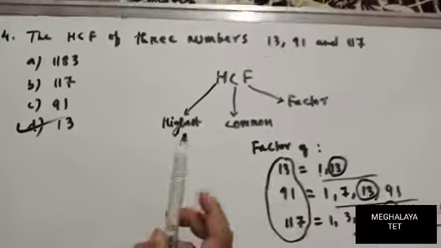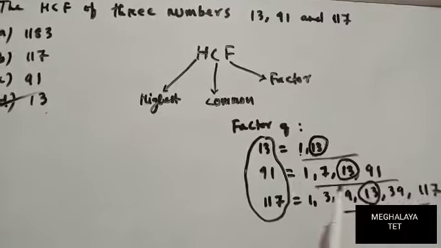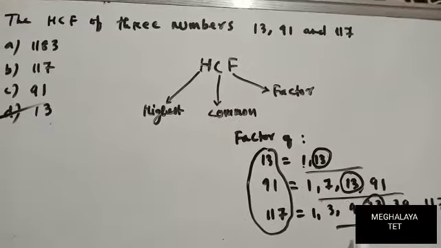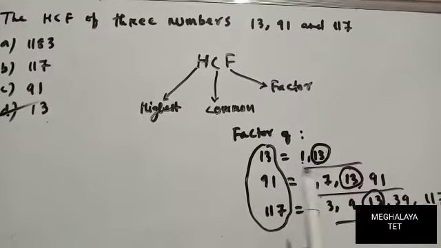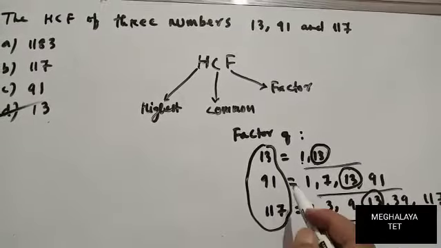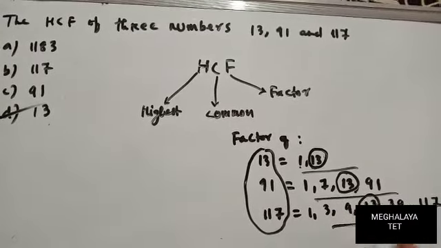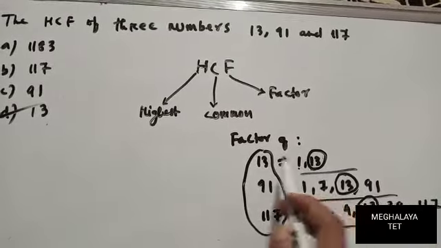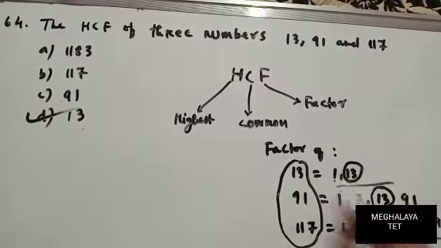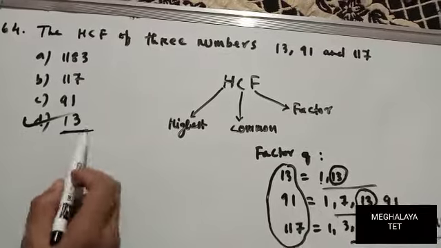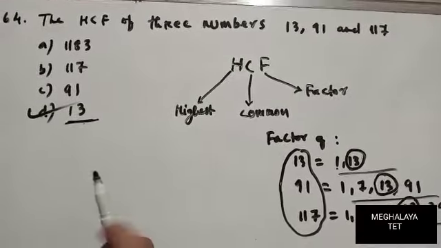If any kind of question comes, you just have to understand and write it down this way. If the numbers are given like these, then write them down this way and find the highest common factor. So 13 is the right answer for this question, that is option D. Okay, next question.